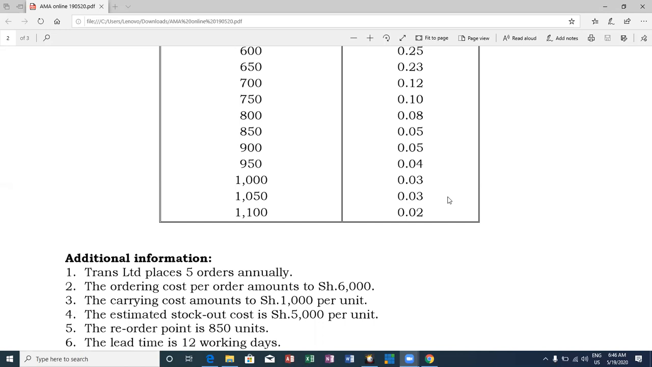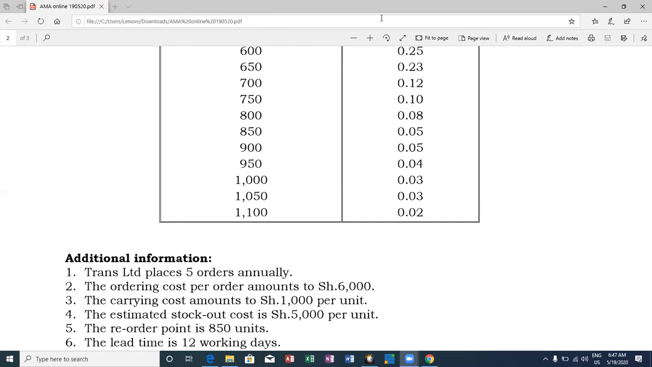The next one is where we stock 950. If we stock 950, possibilities of us disappointing: if they come 1,000, I'll disappoint 50 times 0.03. If they come 1050, I'll disappoint 100 times 0.03. If they come 1100, I'll disappoint 150 times 0.02. From there we go to 1,000. Remember it's a what if analysis. What if we stock 1,000 and they come 1050? It'll be 50 times 0.03. Then we have 100 times 0.02, like that.